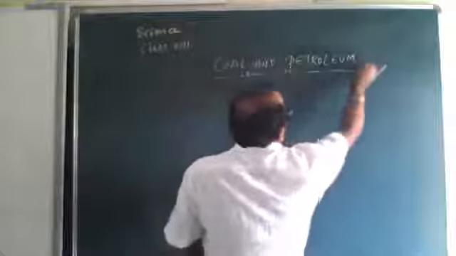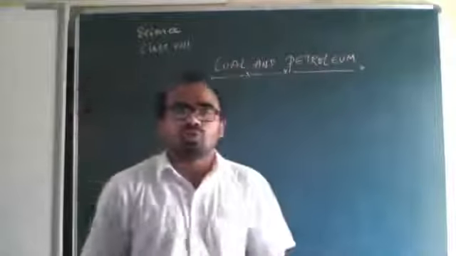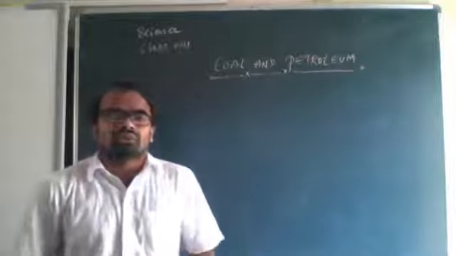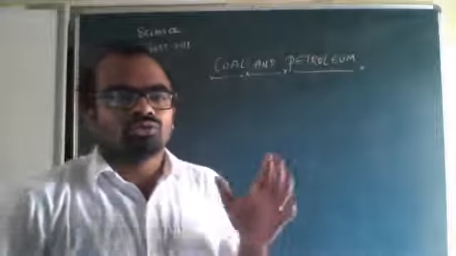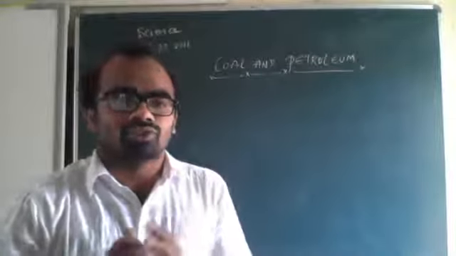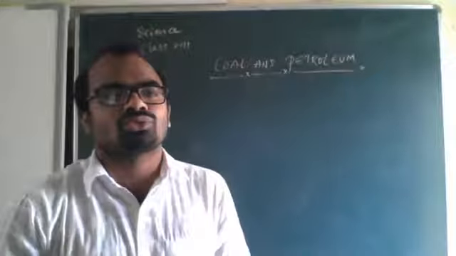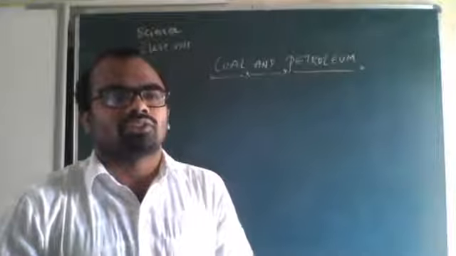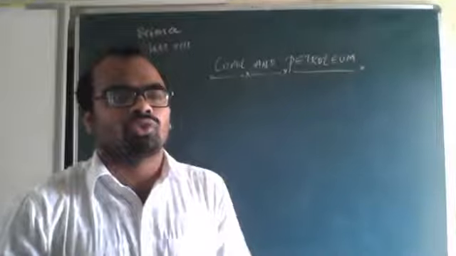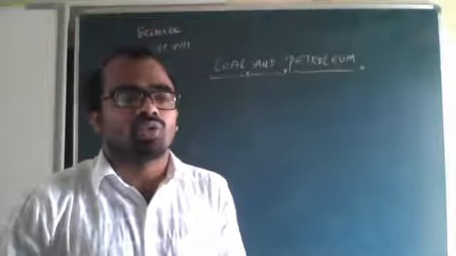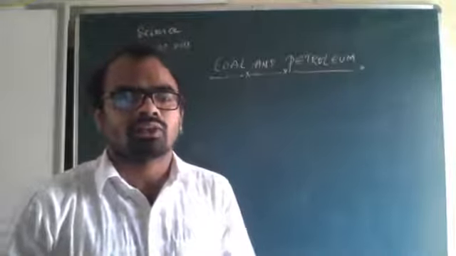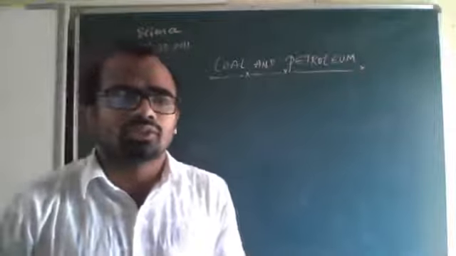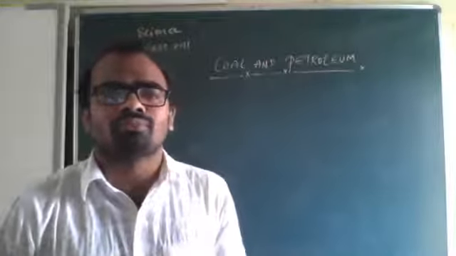We are discussing coal and petroleum. First we discussed exhaustible and inexhaustible resources, and after that we discussed coal, formation of coal, and types of coal, that is coke, coal gas and coal tar. We discussed all the uses and how they are used in different fields.